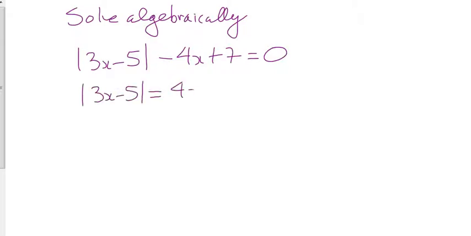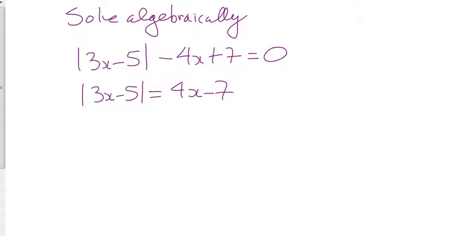So let's say we have the absolute value of 3x minus 5, minus 4x plus 7, is equal to 0. We want to find what values of x make this true. So the way we do this is we're going to move this stuff over and isolate the absolute value. The absolute value of 3x minus 5 is equal to 4x minus 7, a very nice kind of linear equation.